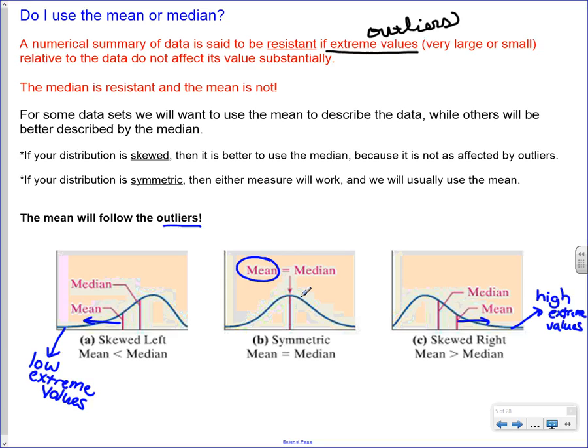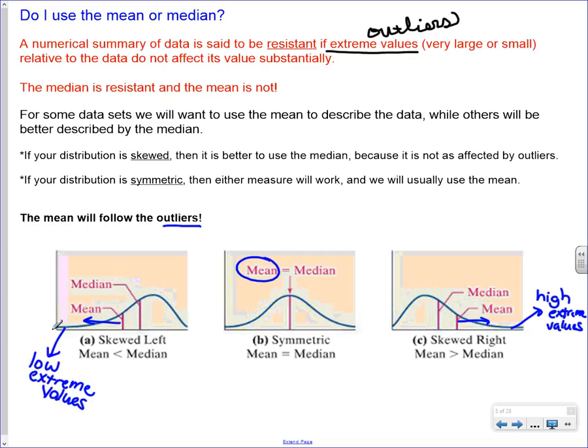So because of that, because the median is resistant and the mean is not, if we do not have a symmetric distribution, so a distribution where most of our data is in the center and there aren't any high or low outliers, then we want to use the median instead of the mean. Okay, so for skewed distributions that would look like this or this, where we have some low extreme values, so low outliers, or high extreme values, so high outliers, the mean is going to follow those extremes, okay?